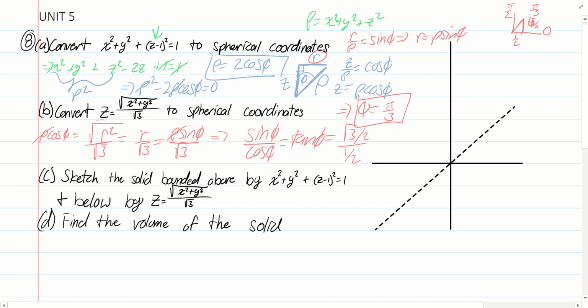So now these are our two equations. Now we need to sketch the solid that is bounded above by the first one and bounded below by the second equation. So phi equals pi over 3 is a cone. So this is the bottom of the cone.